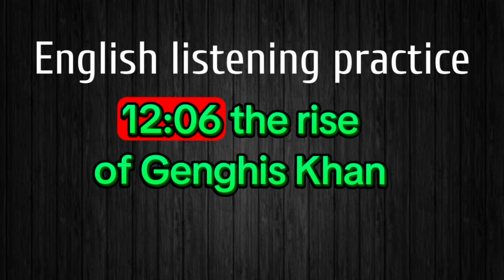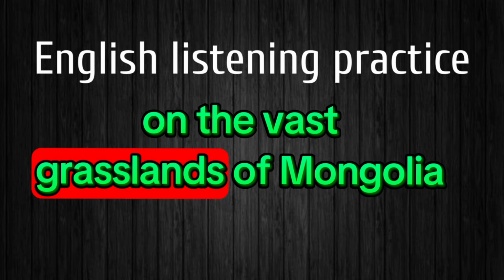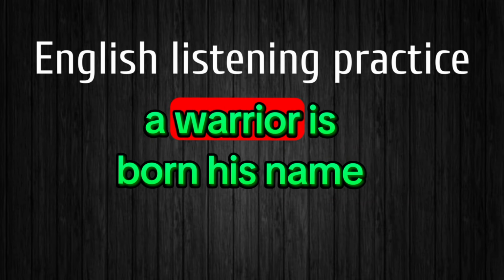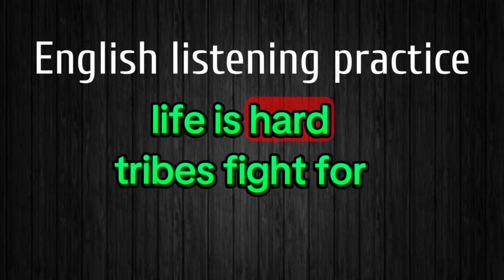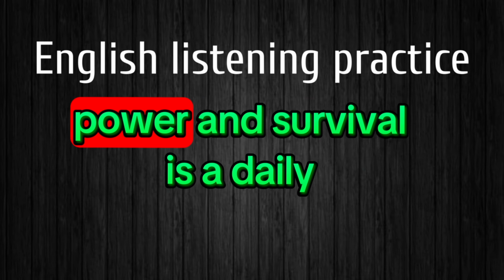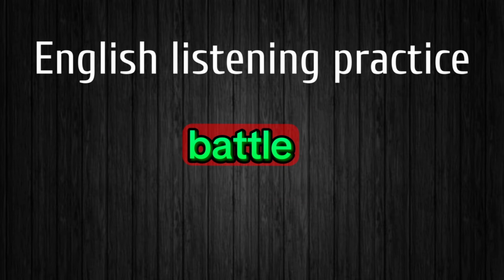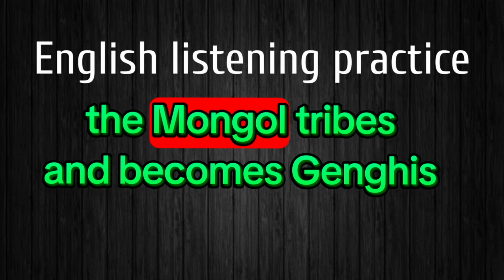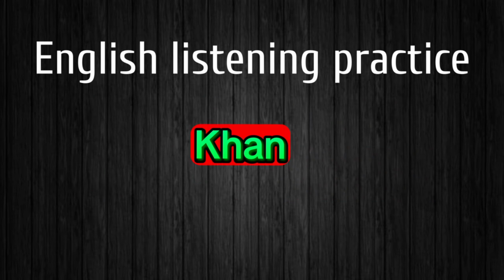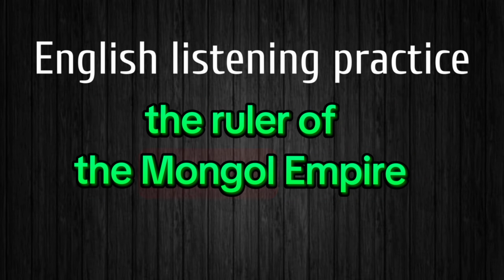2. 1206, the rise of Genghis Khan. On the vast grasslands of Mongolia, a warrior is born. His name is Temujin. Life is hard. Tribes fight for power, and survival is a daily battle. But Temujin is different. He unites the Mongol tribes and becomes Genghis Khan, the ruler of the Mongol Empire.